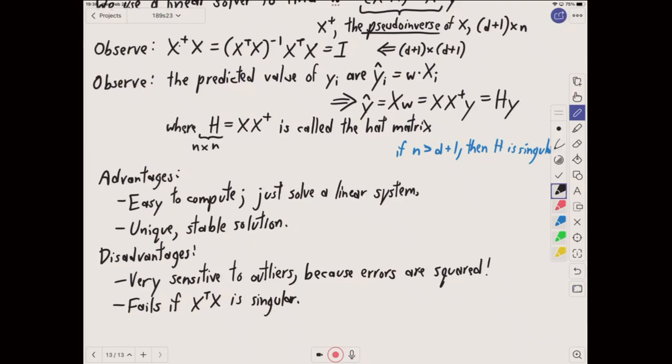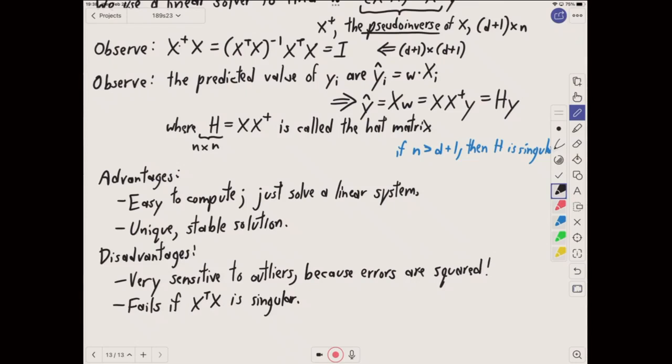Is it always guaranteed to? Is there ever a case when you can't use the pseudo-inverse? No. The pseudo-inverse pretty much always works for least squares linear regression. And hopefully discussion section will make it clear why that's true.